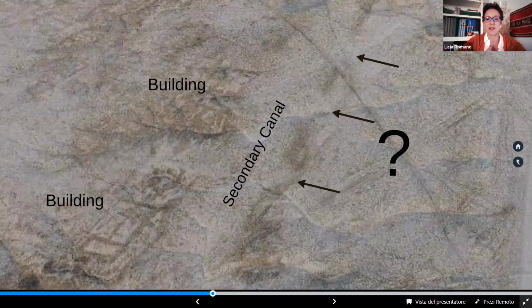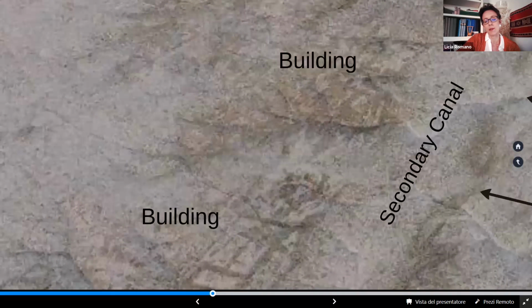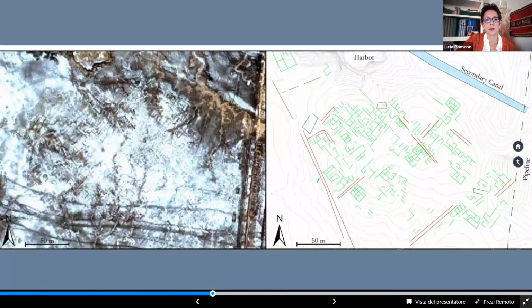Two days ago, when Stephanie Ross talked about the flow divider, the water divider, I mean, this can be an interpretation, but we really need to verify this feature on the ground. The interesting thing is also the presence, immediately south of the secondary canal, of two huge buildings that are connected to this dense part of the settlement immediately south of the harbor and of the secondary canal, and in which buildings are oriented with the corners toward the cardinal points, as is typical in southern Mesopotamia.